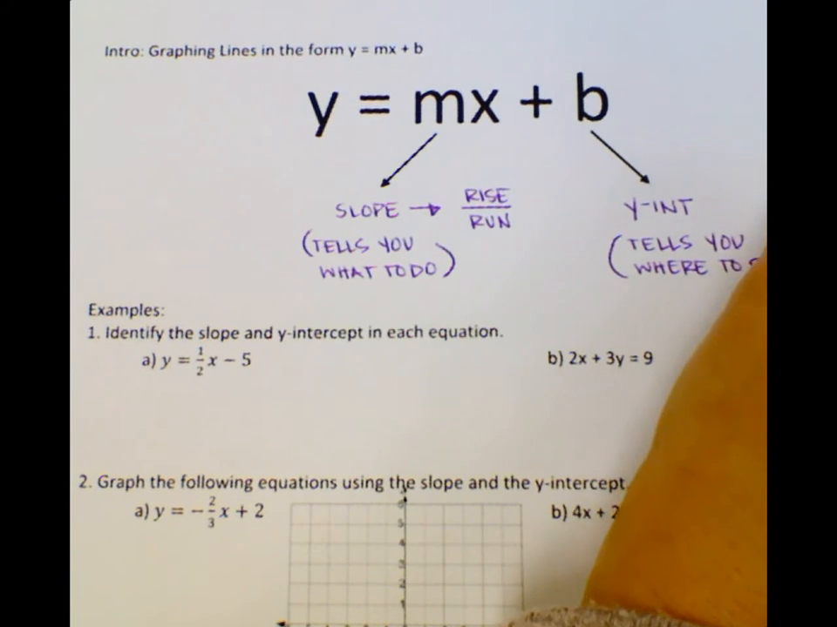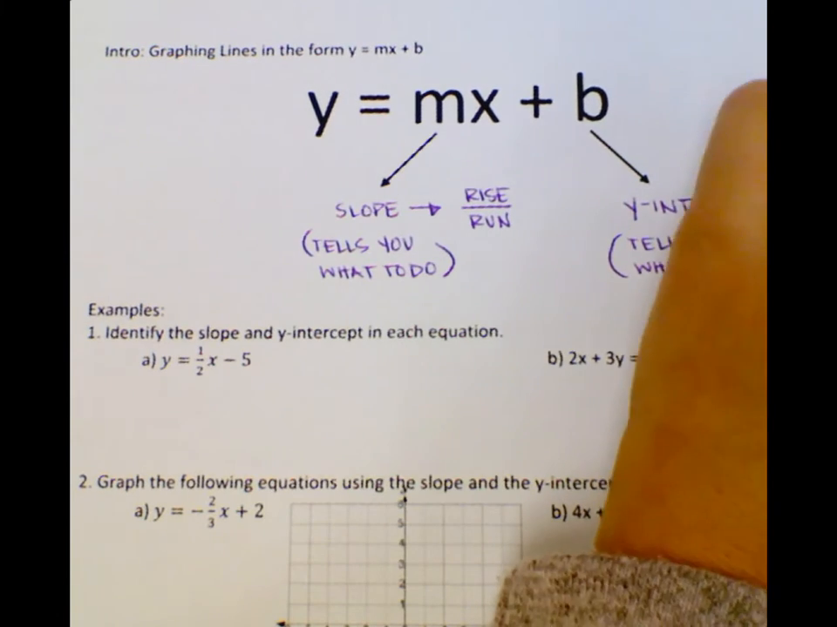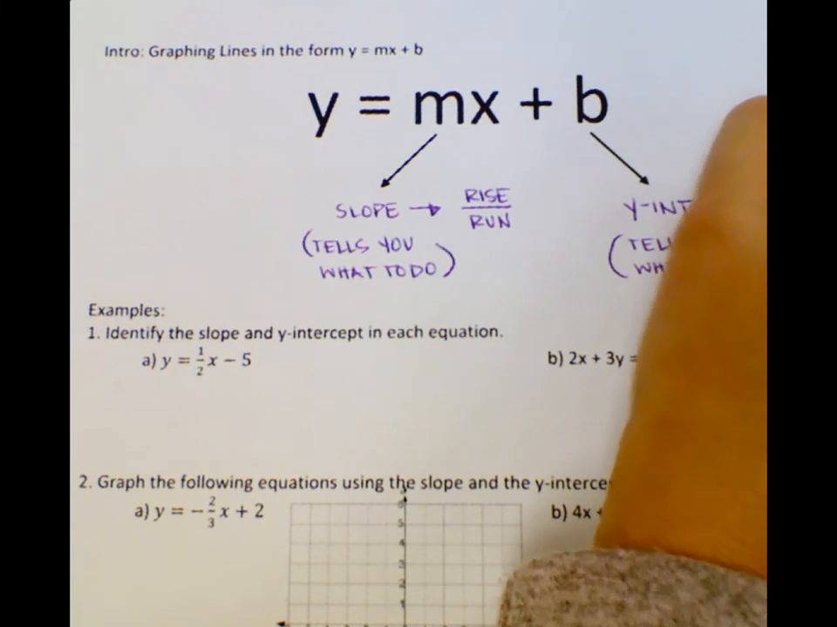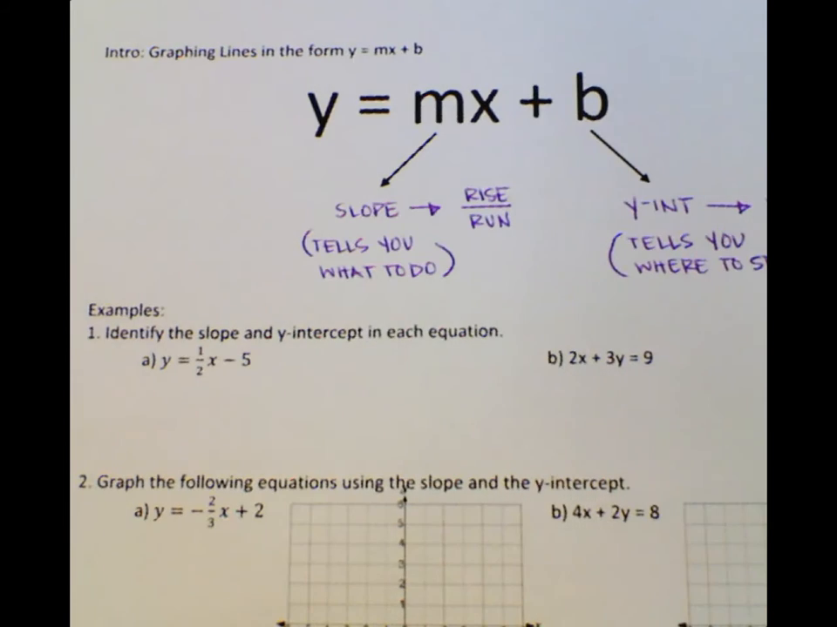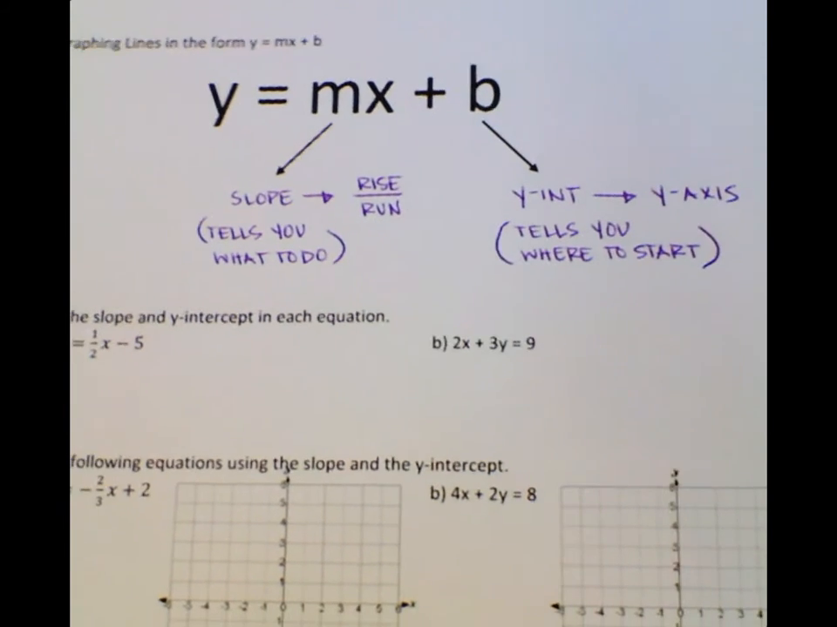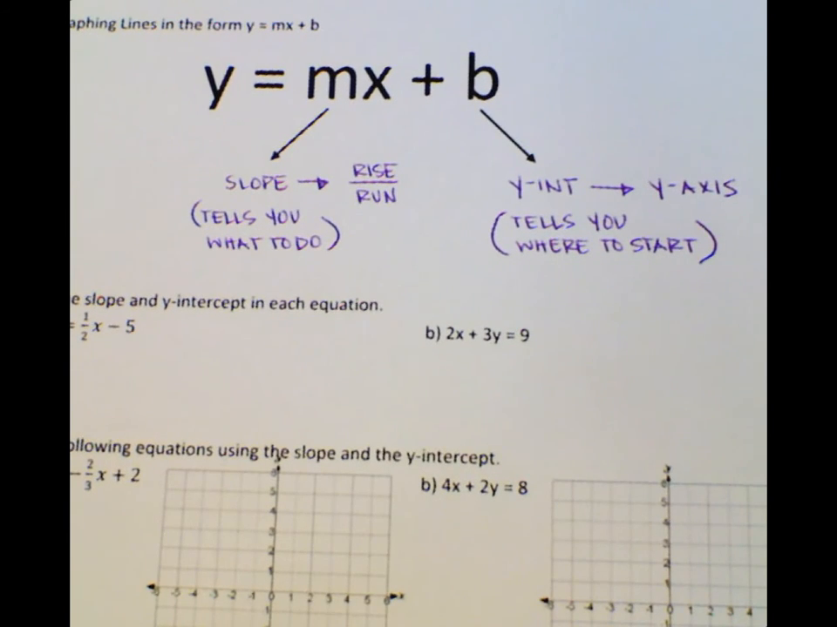Now, because it is the y-intercept, we're always starting on the y-axis, okay? So kind of remember that, y-intercept, y-axis. Let me scoot that over so you can see. So again, as you're writing it down, I'm just going to explain it one more time. M is the slope. That's what tells you what to do, up, over, down, like what are you doing? The y-intercept, the b, tells you where to start. Where do you start on the y-axis?